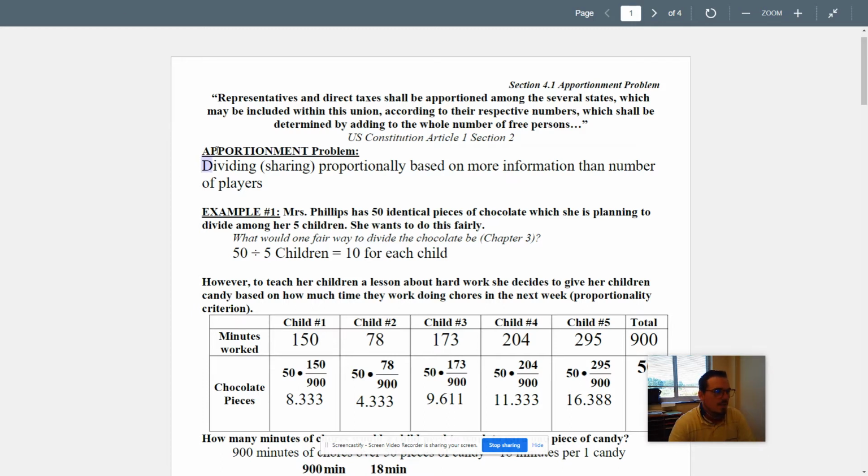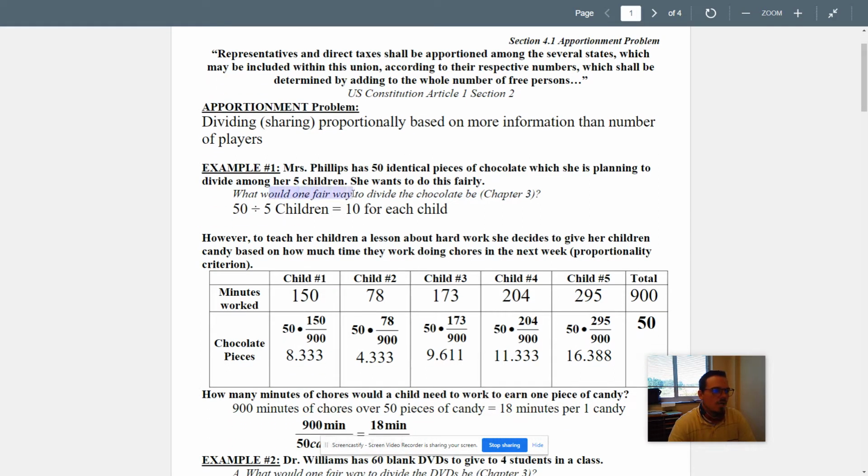Now, the first thing, this apportionment problem is going to be dividing or sharing, like proportions, based on more information than number of players. So, for example, one, we have Mrs. Phillips has 50 identical pieces of chocolate, which she is planning to divide among her 5 children. She wants to do this fairly, so you would immediately think, all right, fair share, what's their values? That's what we've been talking about. But what would be one fair way to divide this chocolate back from chapter 3?